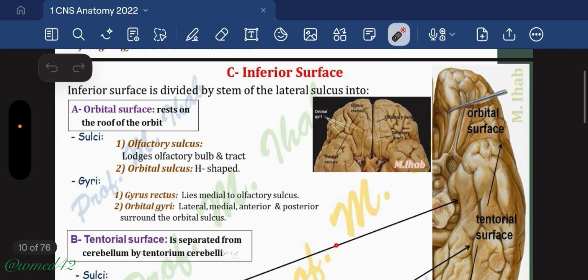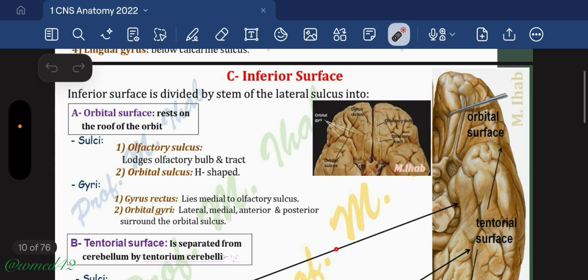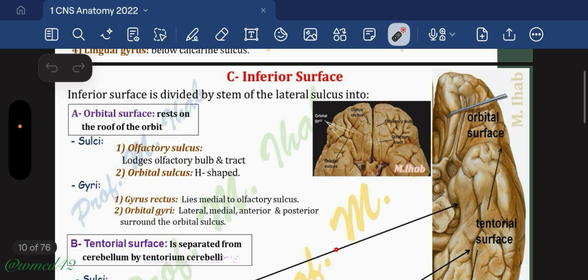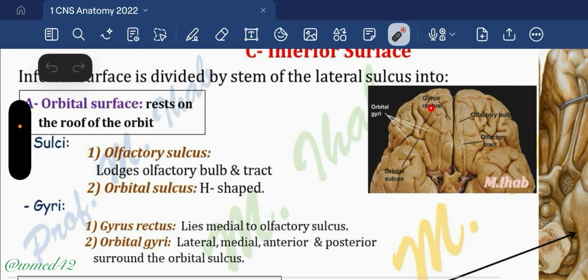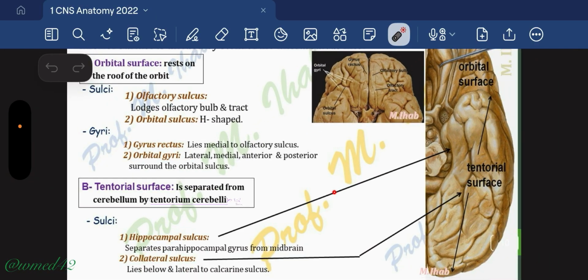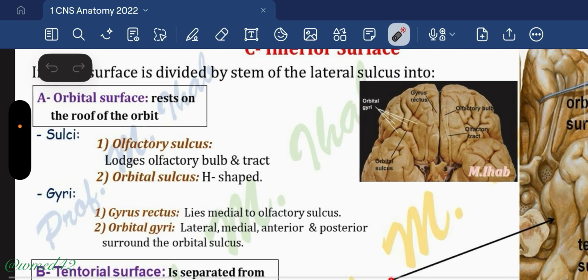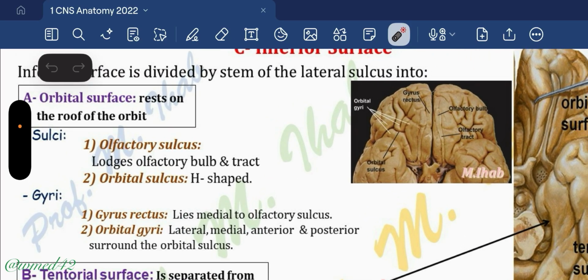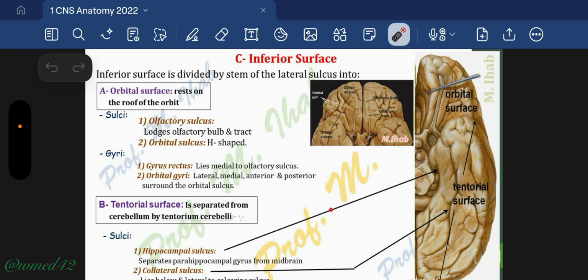The inferior surface is divided by the stem of the lateral sulcus into orbital surface here and tentorial surface right here. So the orbital surface has sulci, the olfactory sulcus and orbital sulcus. Gyri, we have gyrus rectus right here and orbital gyri right here. The tentorial surface is separated from the cerebellum by tentorium cerebelli.